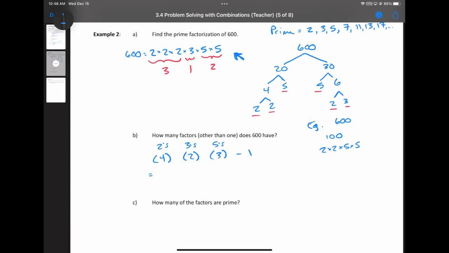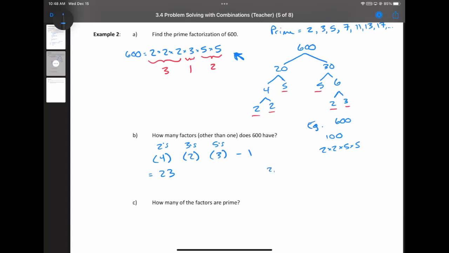Now that I've done that, this is just like the gumball question. So I have 4 times 2 times 3 is 24, minus 1 is 23. So that means that 600 should have 23 factors other than 1. If you want to try to list them, you can.